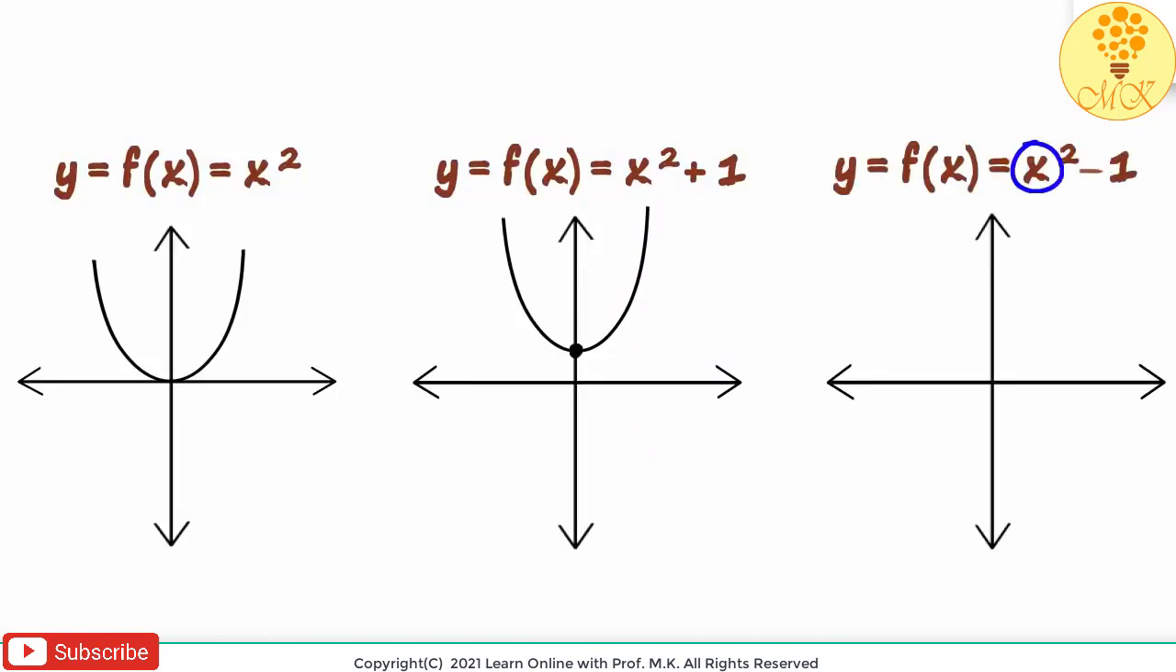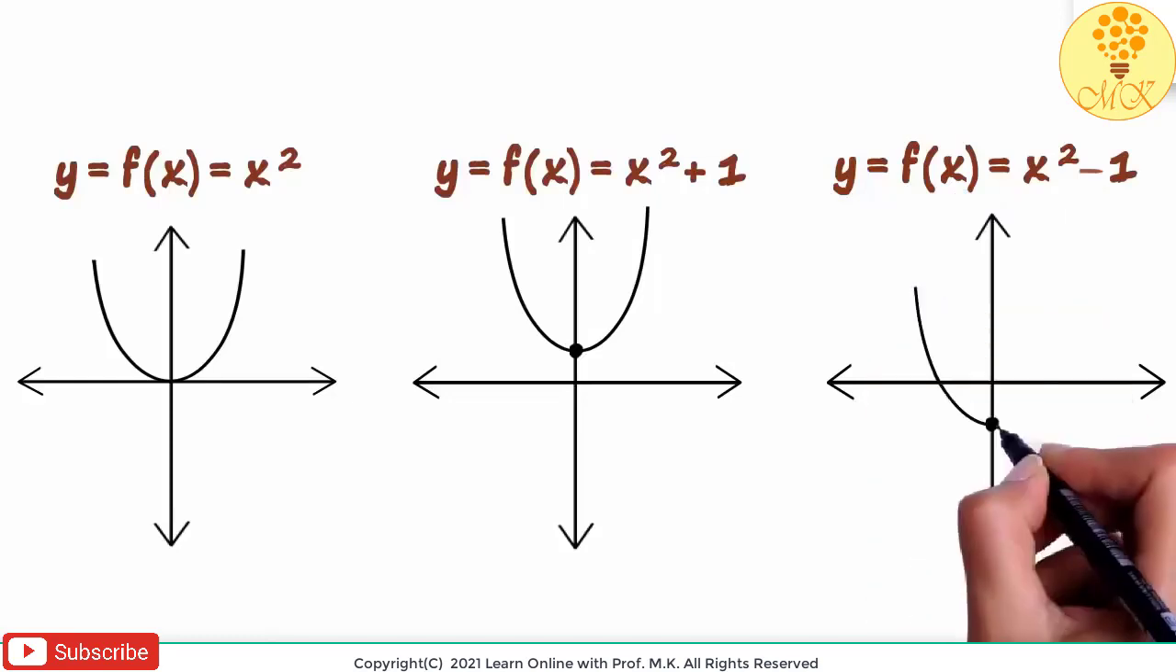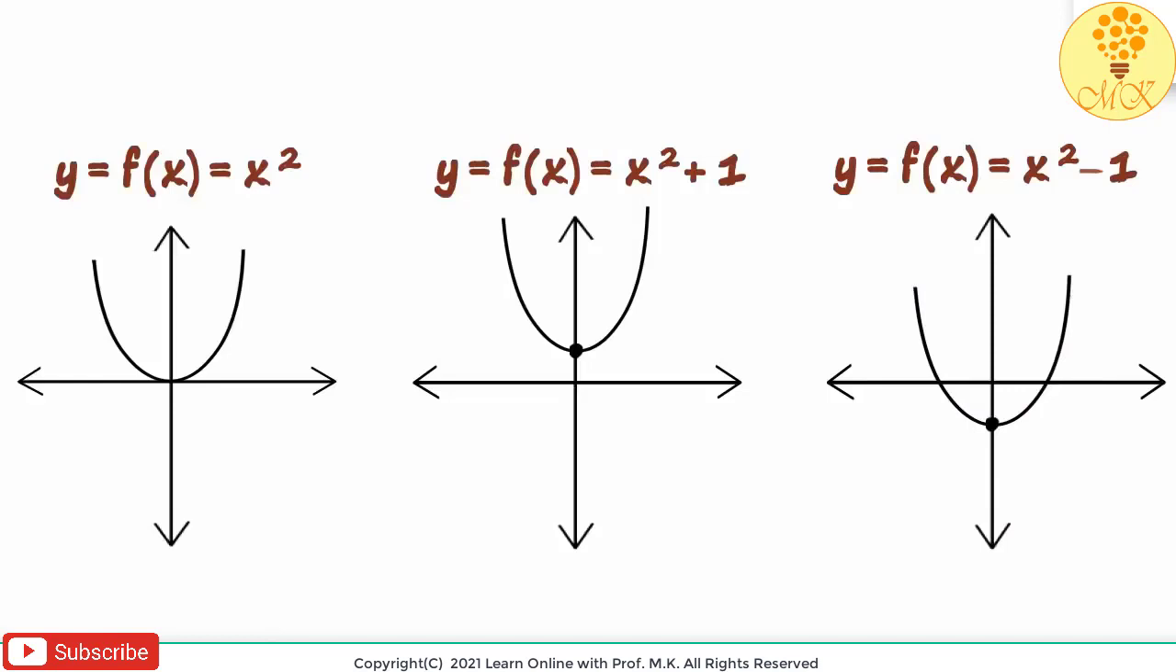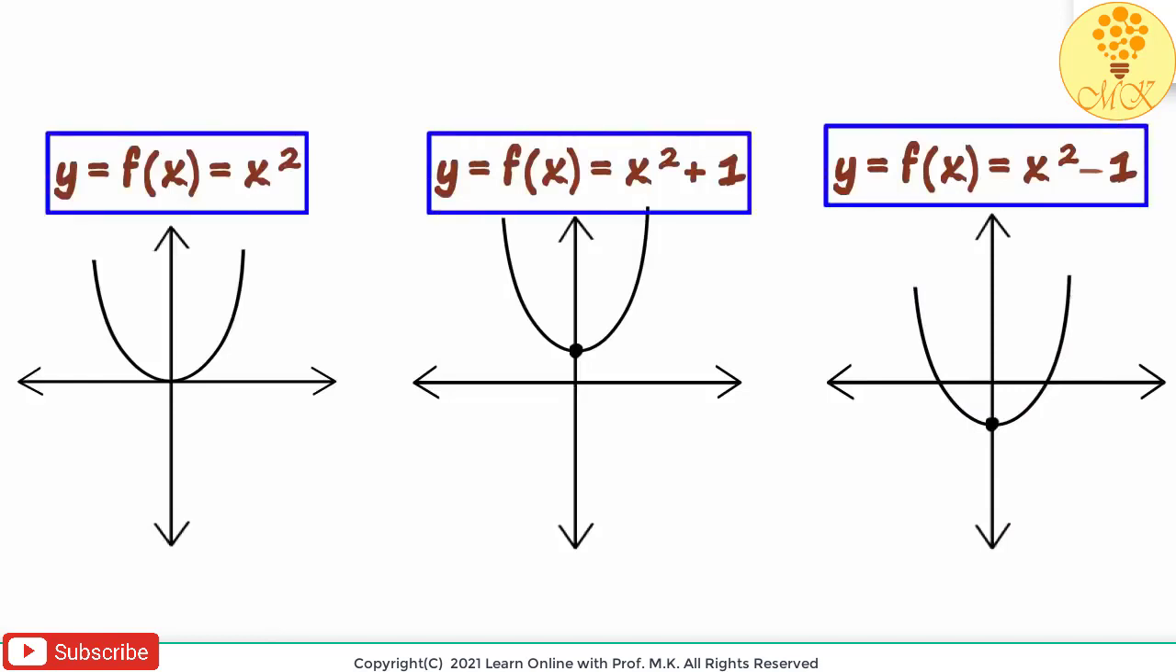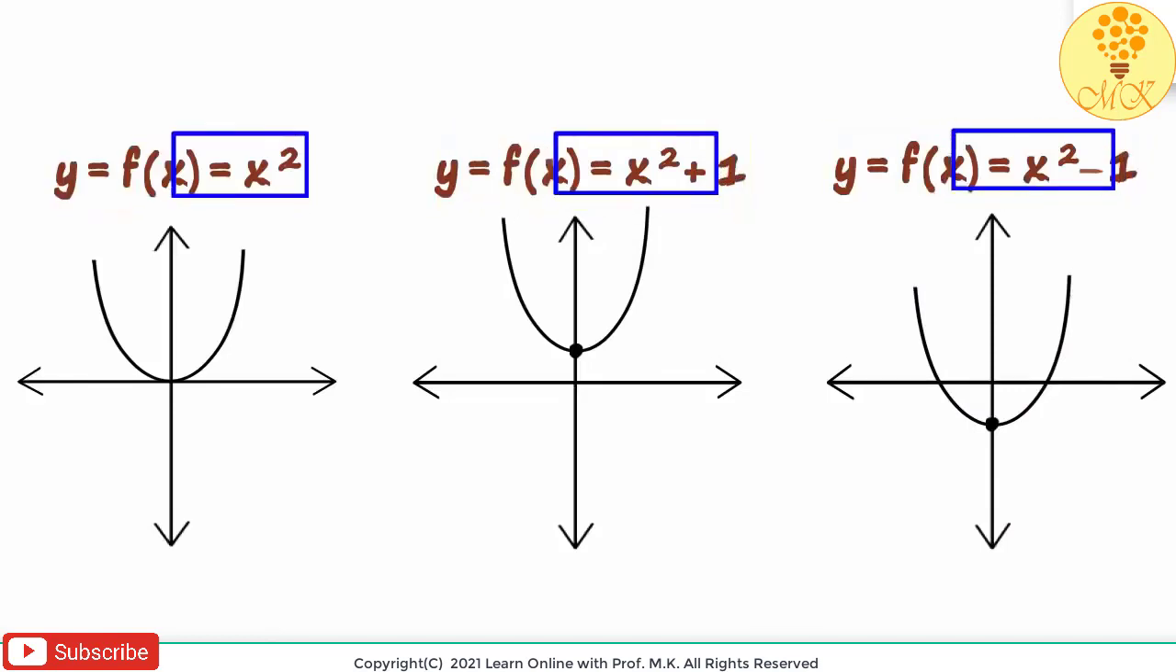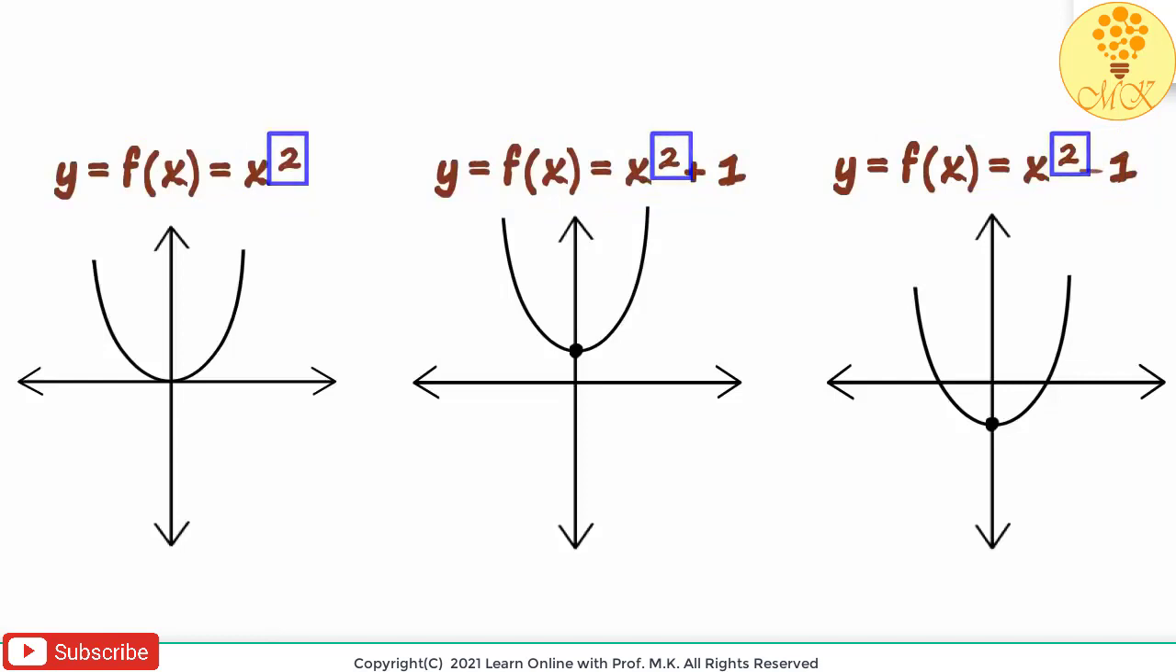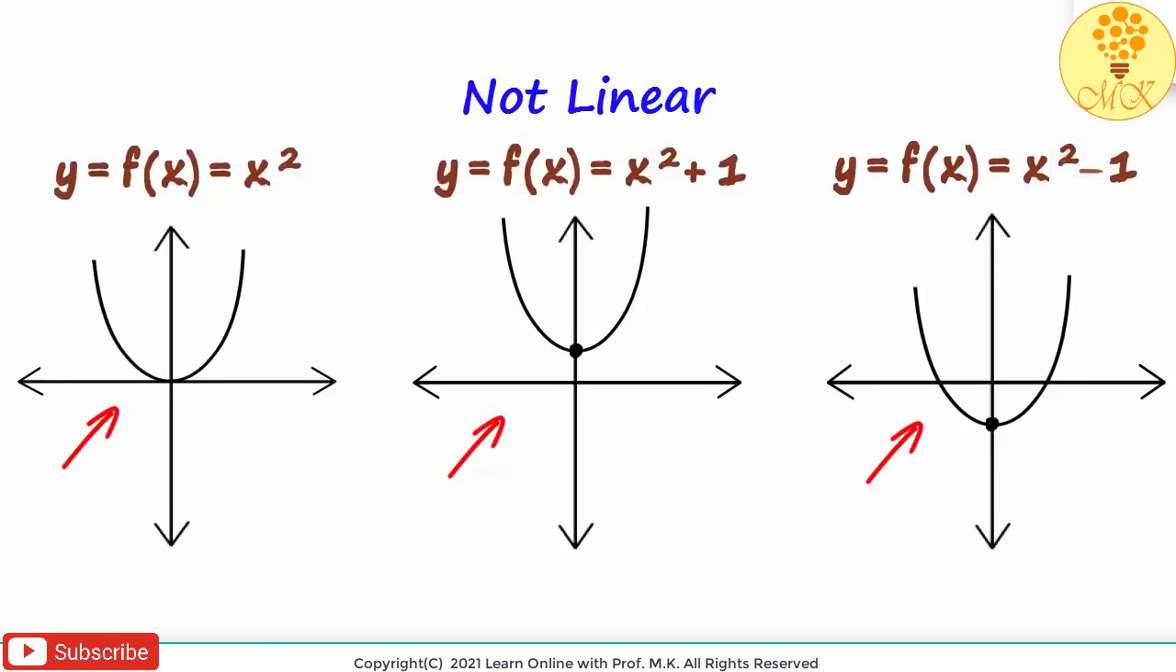When x is 0, y will equal 0 minus 1, which is minus 1. 0, minus 1 will be the point. The parabola will look a bit like this. What is the point of all this? All the functions you see here are quadratic. The degree is 2. The graphs are not straight lines because the equations are not linear.